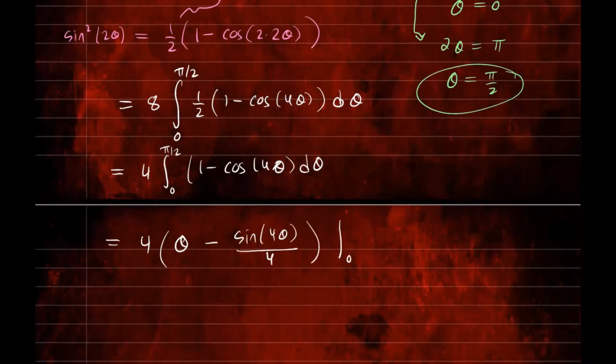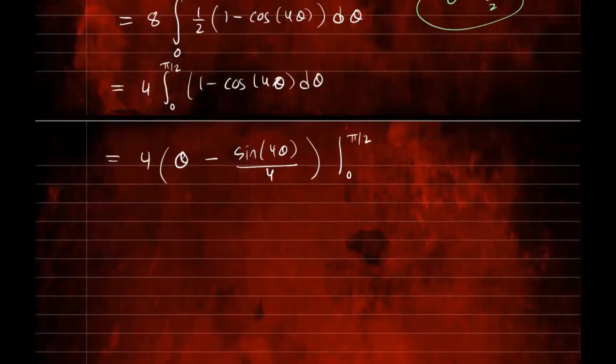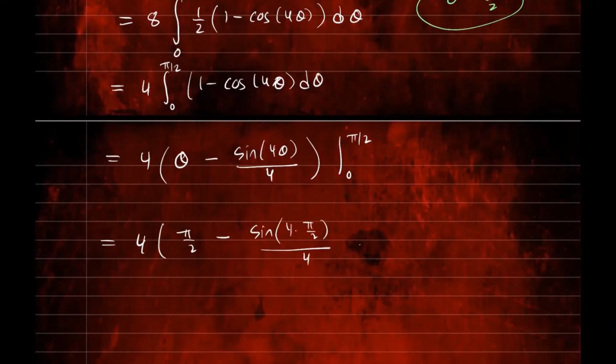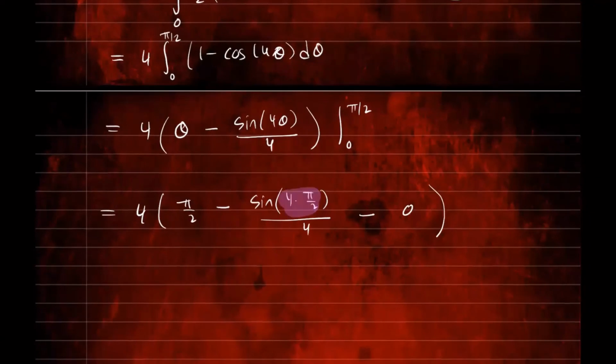We're going to take it from 0 to pi over 2. And now plug in the upper limit of integration. This is 4 times pi over 2 minus sine of 4 times pi over 2, over 4. Minus, when you plug in the lower limit of integration, you'll get 0. Now this right here is sine of 2 pi, because 4 times pi over 2 gives you 2 pi. Sine of 2 pi is 0, so this is 0. So all of this simplifies to just 4 times pi over 2, which is 2 pi. So there you go. That's your area for one petal of this curve.